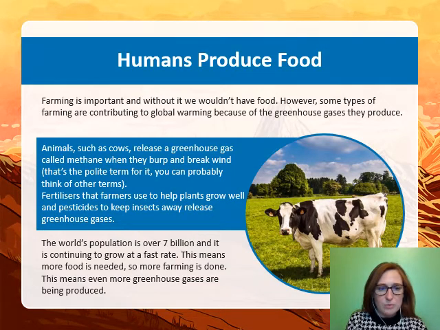This means more food is needed, so more farming is done. This means even more greenhouse gases are being produced. Okay, so farming, that's the wind, the air that the animals release contains carbon dioxide and methane, which adds to the greenhouse gases, the blanket around the earth, and also the fertilizers add to that.